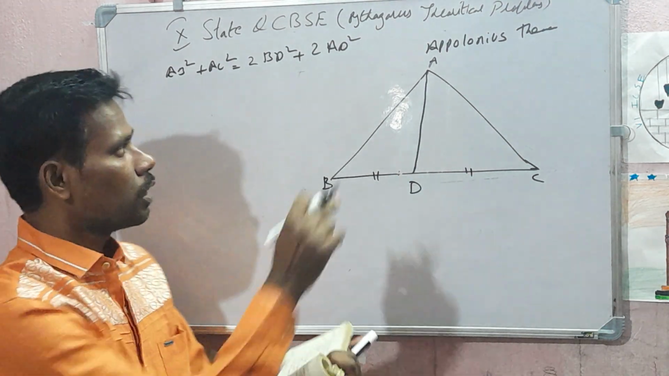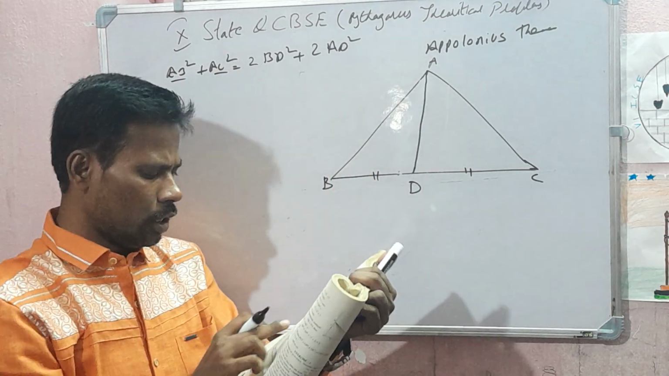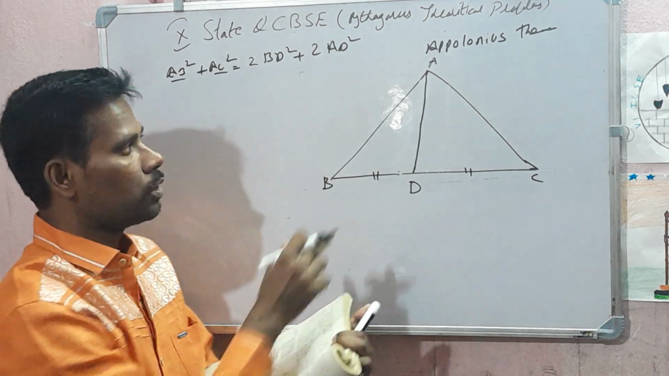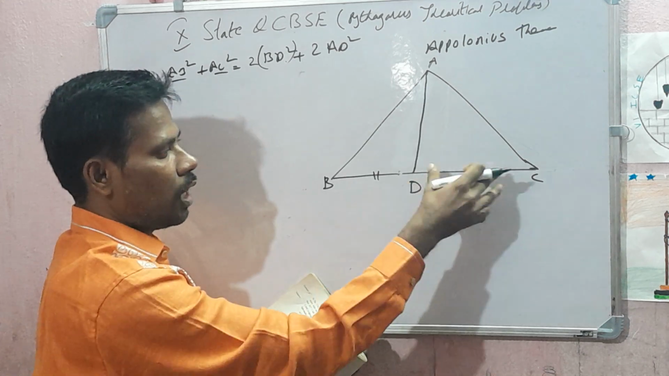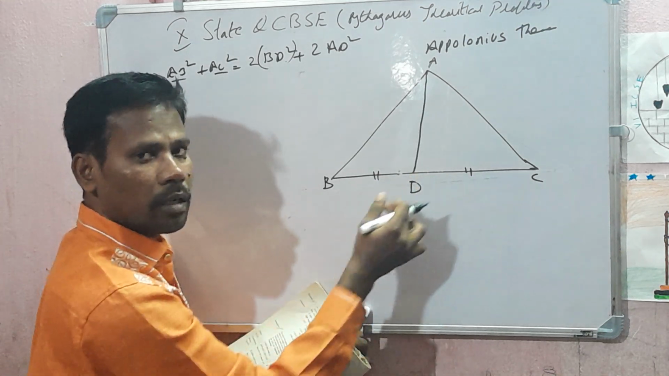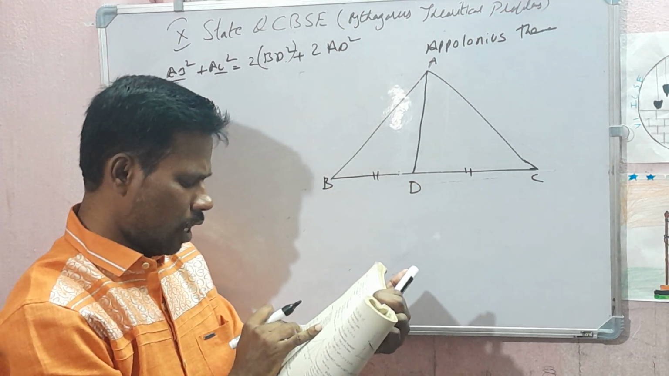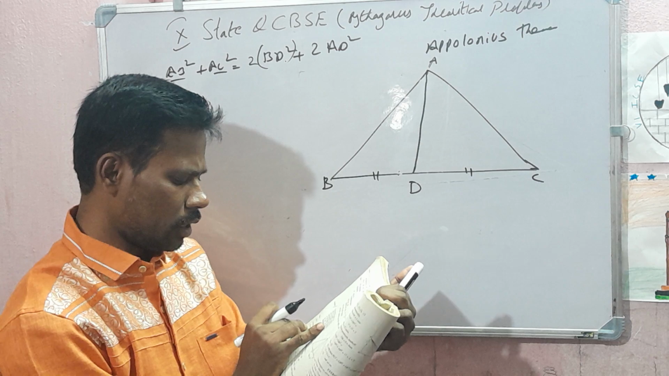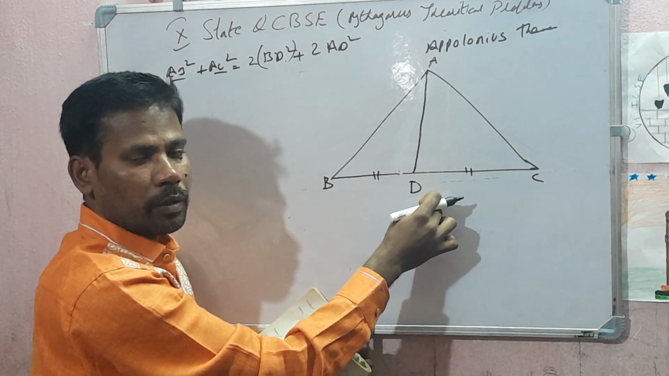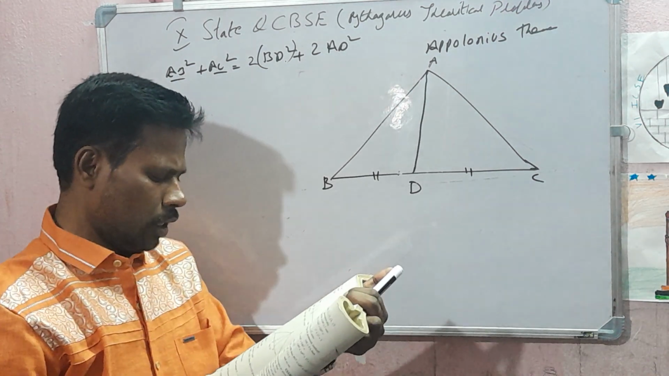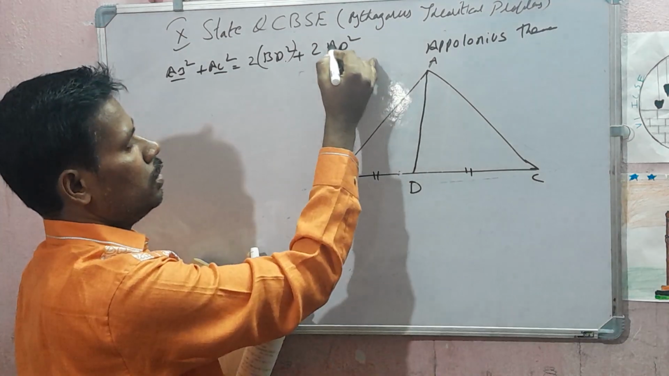Once again, the sum of squares of two sides of a triangle is equal to twice the square on half the third side. Half of this, you can take BD or DC, plus twice the square on the median. Median means the line segment drawn from the vertex to the midpoint of the opposite side. This is what we have to prove.